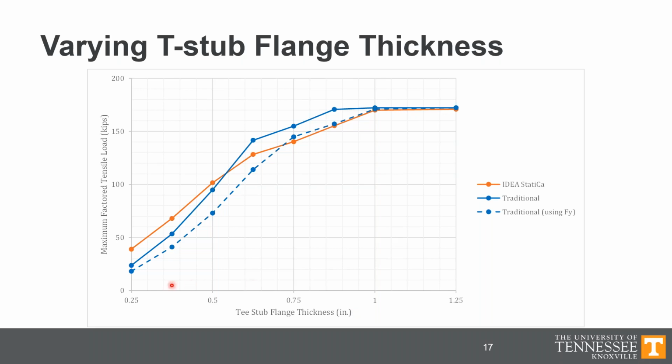Now, the third region of behavior over here is for the thinnest plates where flexural yielding controls. The tensile demands in the bolts are increased because of prying action, but they don't reach their capacity. So it's really just the flexural yielding that is controlling here. And here, IDEA StatiCa is showing greater permitted applied loads than the traditional calculations.